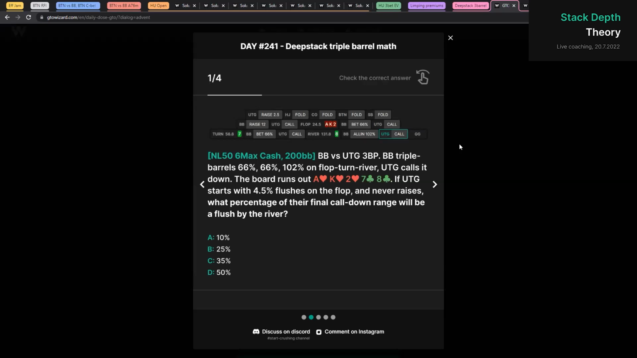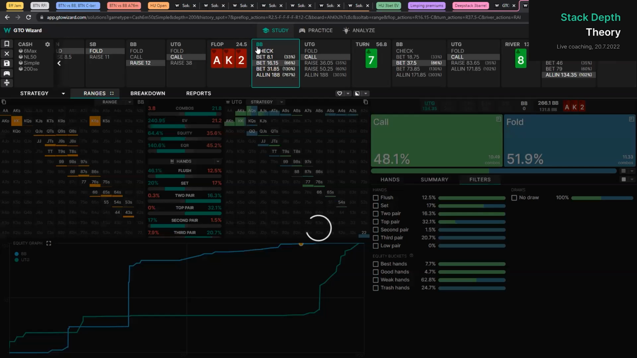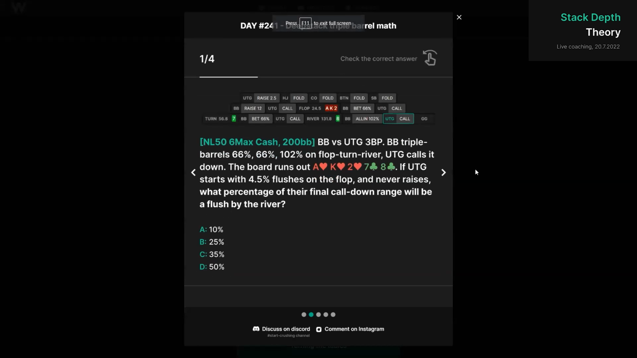And the reason I like this question is simply because it's very mathematical. I can just calculate it. And a lot of poker is quite intuitive and not so well defined, but this question is. So I've got the spot open here. I guess I might have given away the answer there, but go ahead and take a guess. Again, it's big blind versus under the gun 3-bet pot and triple barrel shove on this monotone flop. What percentage of under the gun's final calling range will be a flush by the river? Take a guess in the chat.